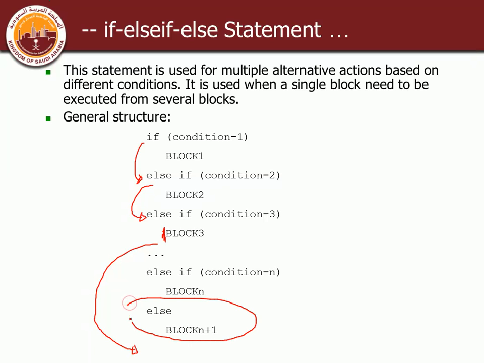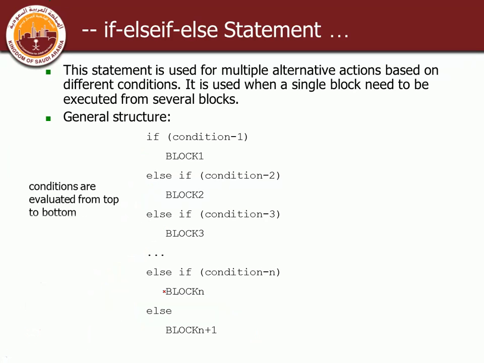Again, this else is optional as well. You can not have it if you want. Else is optional. And the conditions are evaluated from top to bottom. That means if one is true, I'll stop asking the questions about the rest. If this one is true, I'm not going to continue asking all the questions. I just finished, execute the block, and leave. I don't get to other questions.